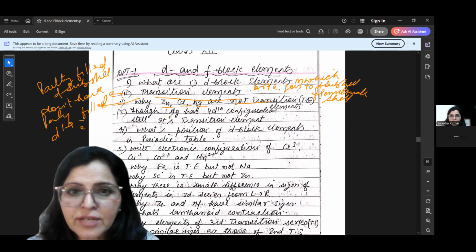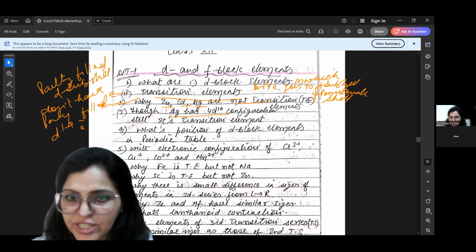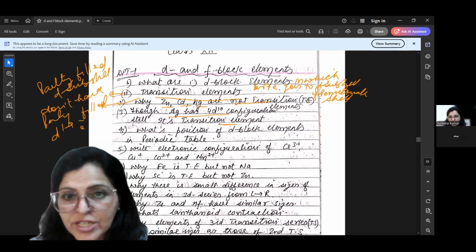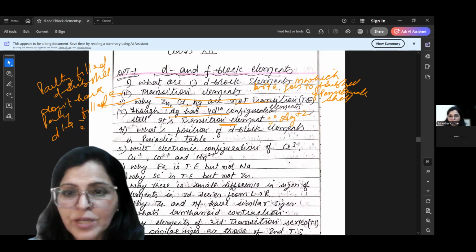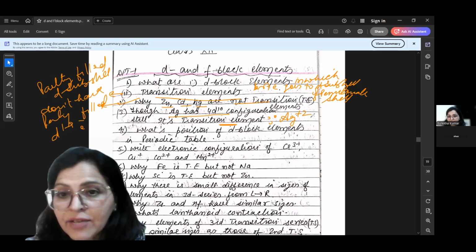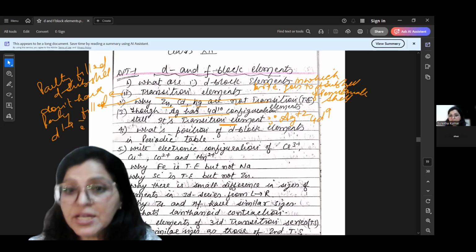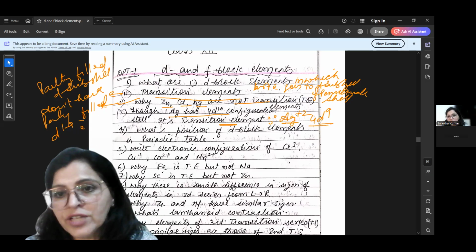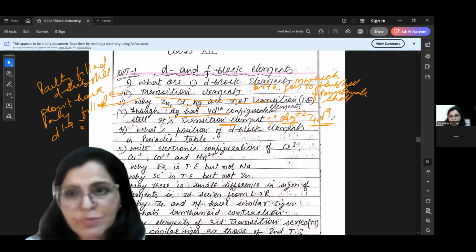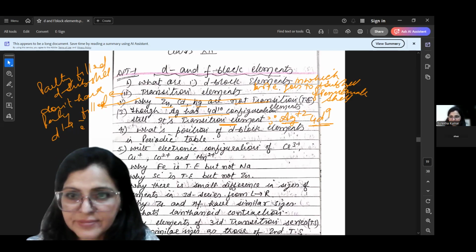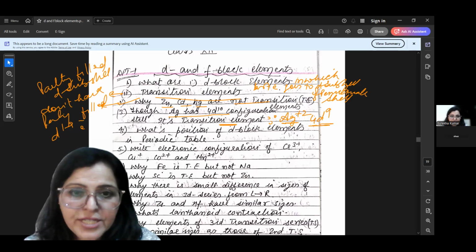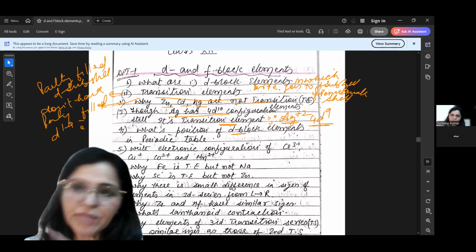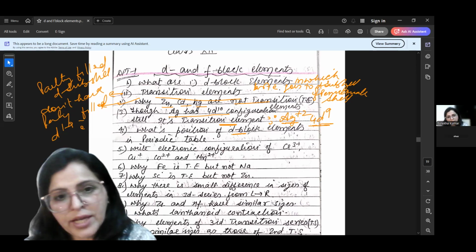Although silver has 4d10 configuration, still it is a transition element because sometimes silver shows the Ag2+ ionic state, in which the configuration is 4d9. So it is partly filled. What is the position of d block elements? In between the s and p block elements.